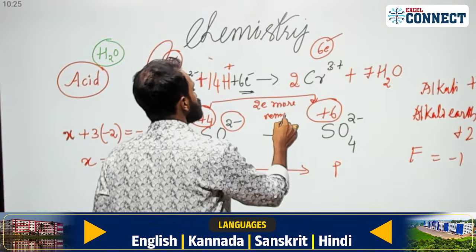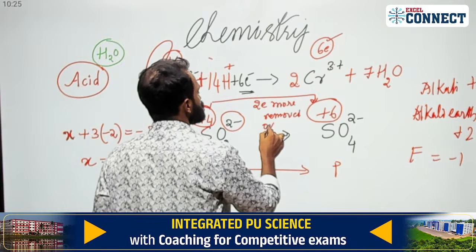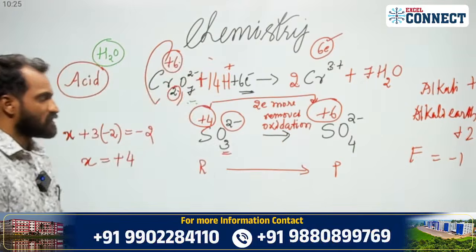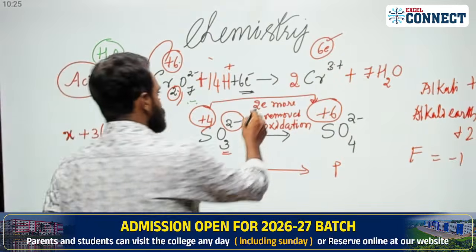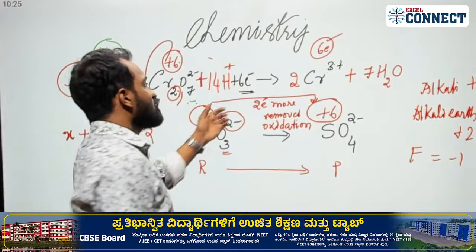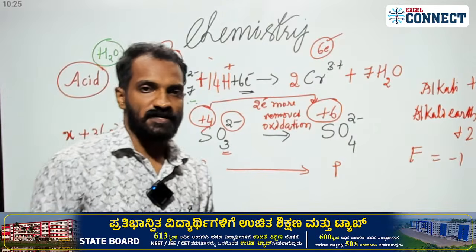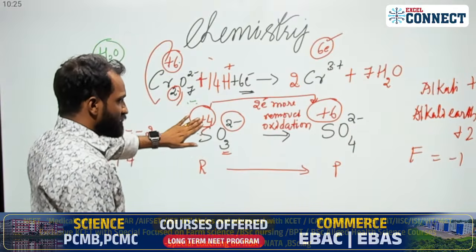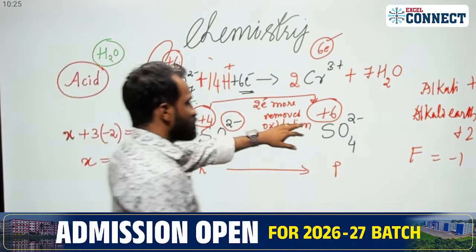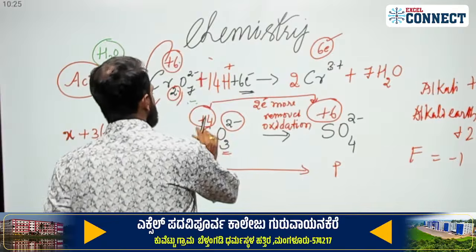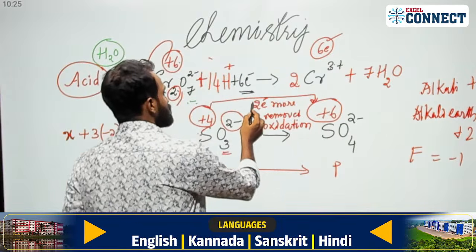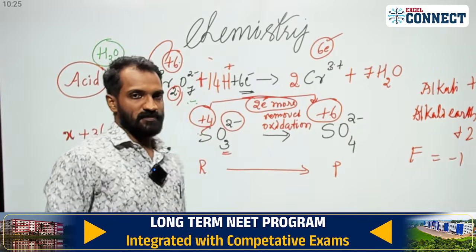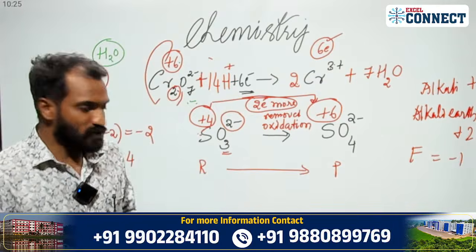This removing of electrons, which process is it, my dear students? Oxidation. Addition of electrons is reduction. Removal of electrons is oxidation. Do you get my point? I am talking only about sulfur. Here sulfur is +4. Here sulfur is +6. When going from reactant to product, 2 electrons are removed from sulfur, correct? From reactant to product side.